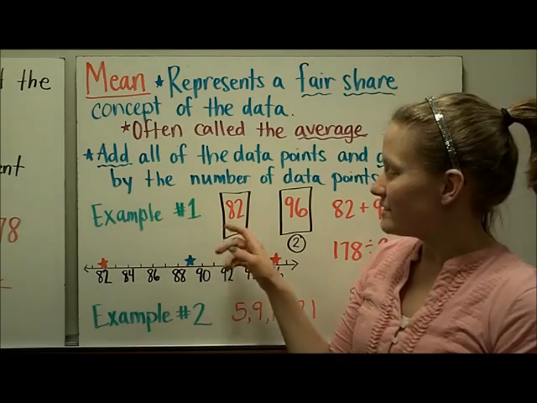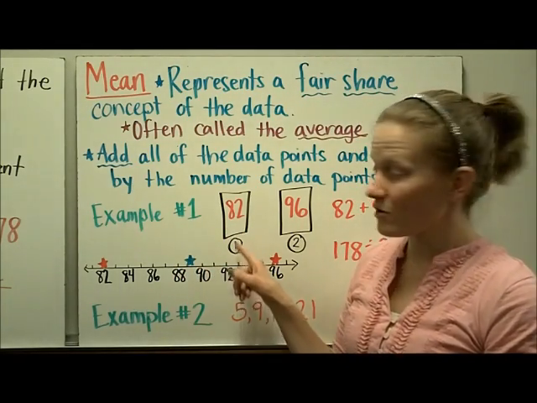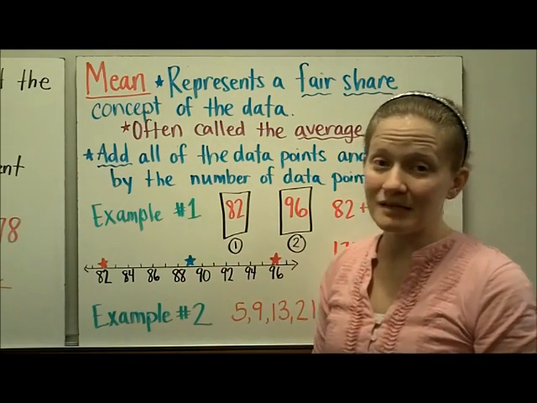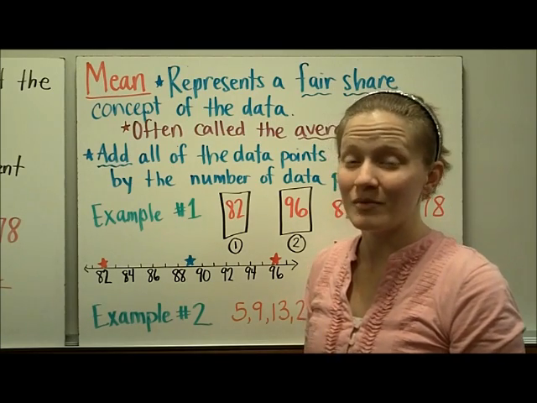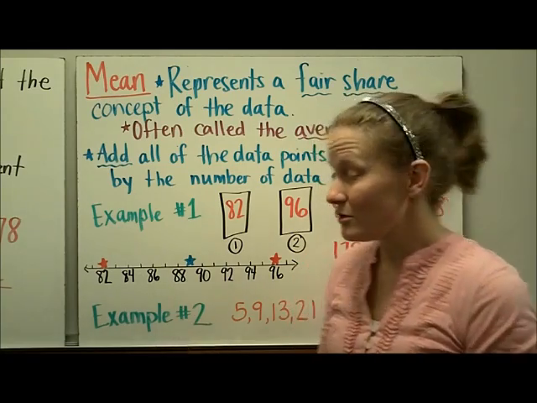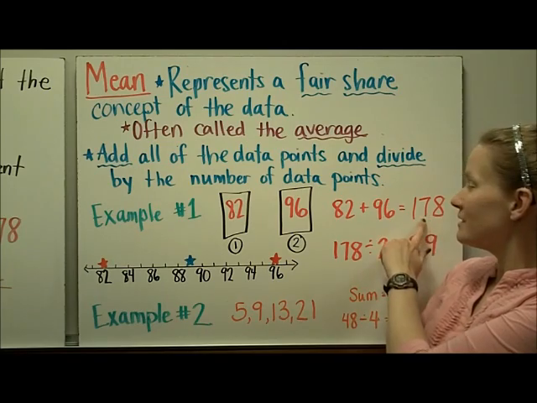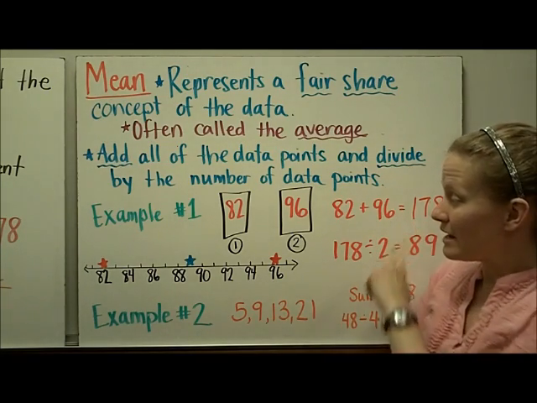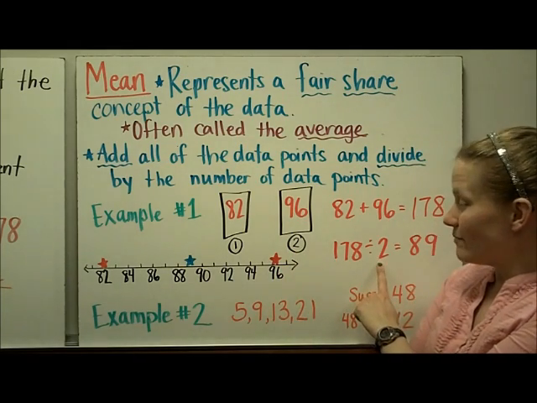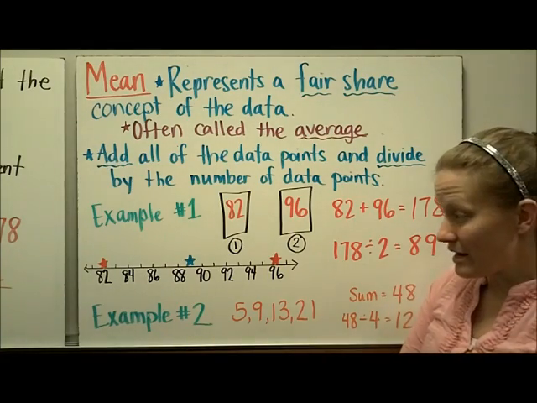So here's an example. Let's say that you had two tests. The first time, your test score was 82, and then I let you take a retake and you got a 96, and I told you that I would average the two numbers to get your real score that I would put in the grade book. Well, what I would really do is add those two scores up, 82 plus 96, and get a sum of 178. And then since I have two tests, or two data points, I'm going to divide by 2, and your average or your mean would be a score of 89.